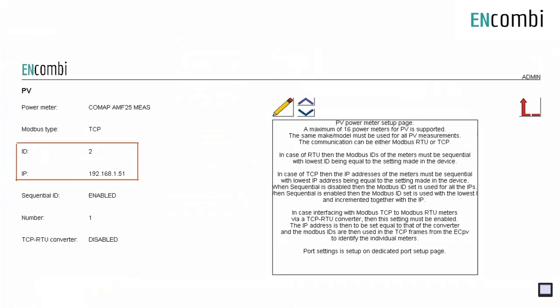Let's see how the setting should be for the second power meter on the PV connection. When you do this setting, the ECPV2 controller can identify the power meters by using IP address or ID numbers.